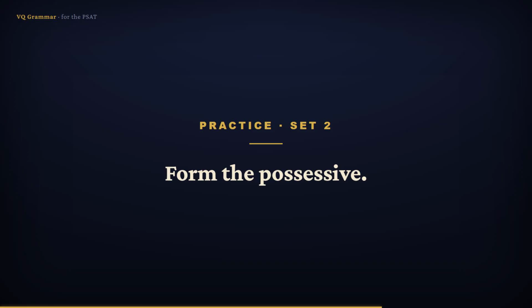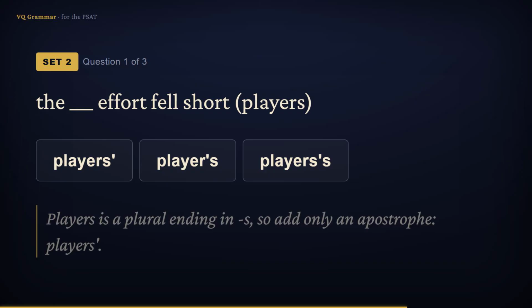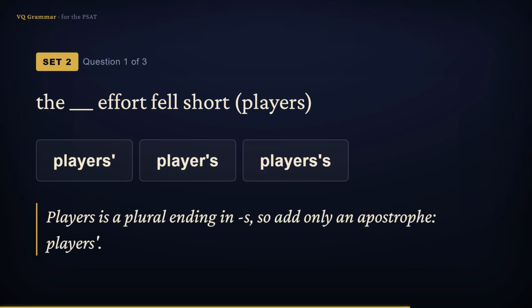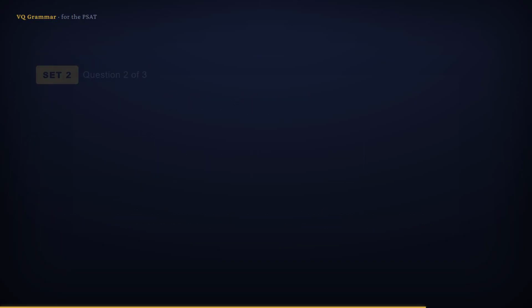Ask the key question. Is the noun a plural that already ends in S? That decides whether you add just an apostrophe or an apostrophe plus S. Pause and try each one. The blank stands for players, showing the effort that belongs to them. Players is a plural, and it already ends in S, so we add only an apostrophe, nothing more. Players', apostrophe. So the answer is players'.